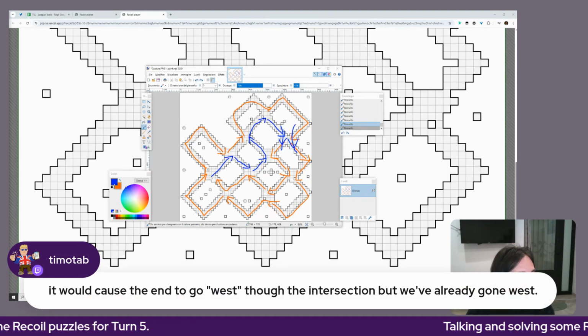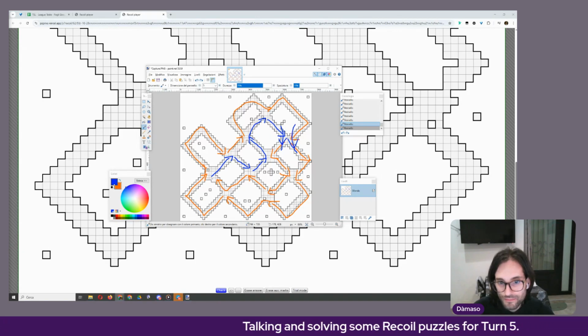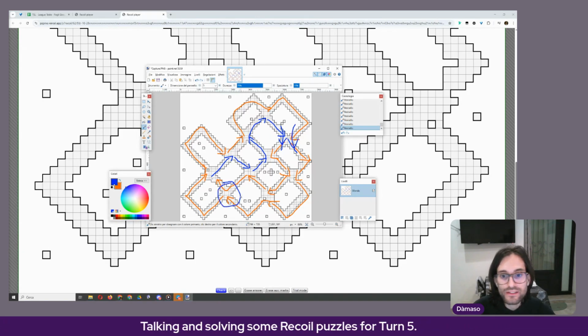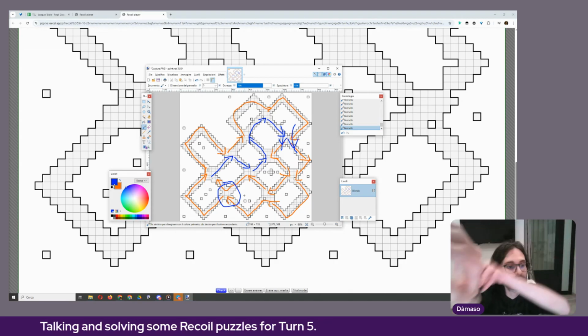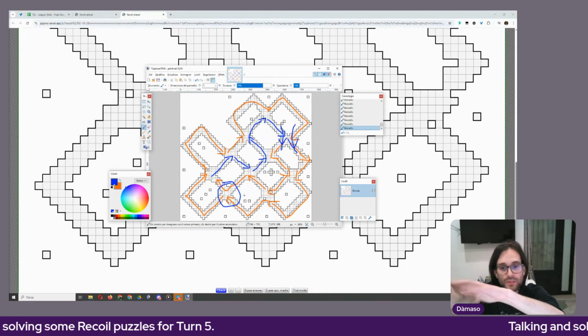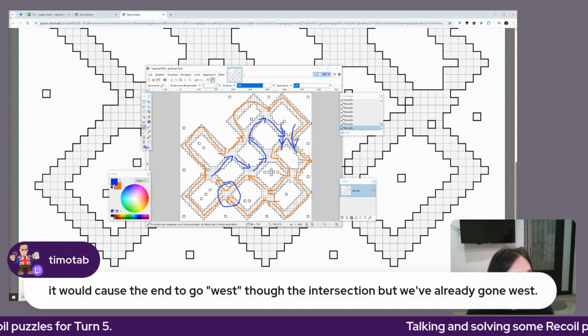It would cause the end to go west through the intersection where we have already gone west. Oh, that's easier. Okay, I didn't see that. Oh, never mind. That's a lot easier. Yeah, Timothab, you're right. You're absolutely right. Yeah, absolutely true.